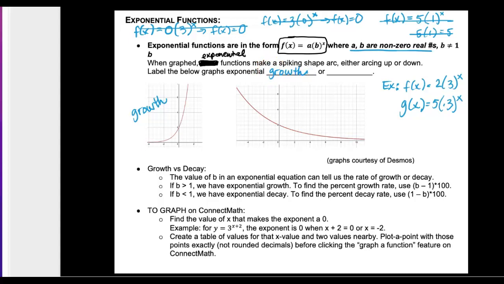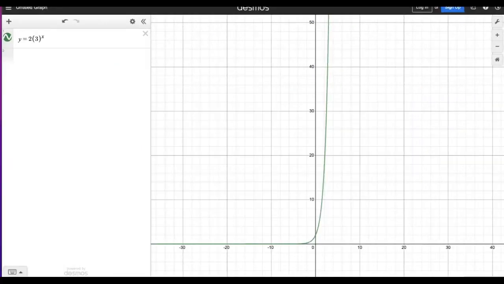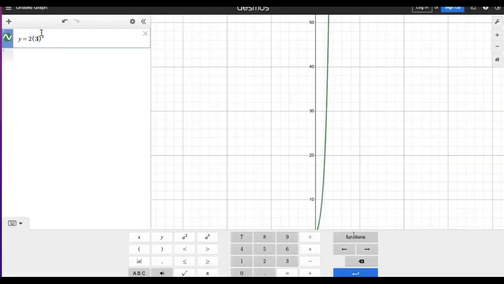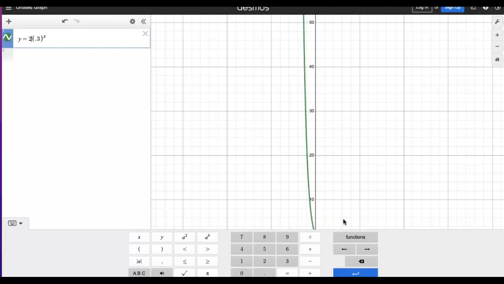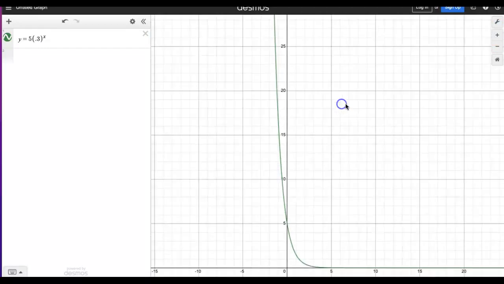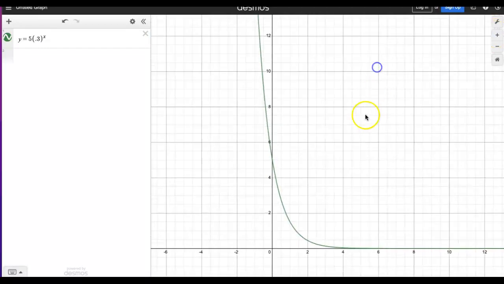And then notice in the second example, I purposely chose a number that was smaller than 1 because that represents decay. So I'm going to show you what that looks like. If I graph 5 times 0.3 to the x in Desmos, I'm just going to erase that, and I'm going to put 0.3, and then I could even leave it at 2. It really doesn't matter. But if we zoom out here, you can see now that going from the left to the right, we're sliding downward. And so this is exponential decay.